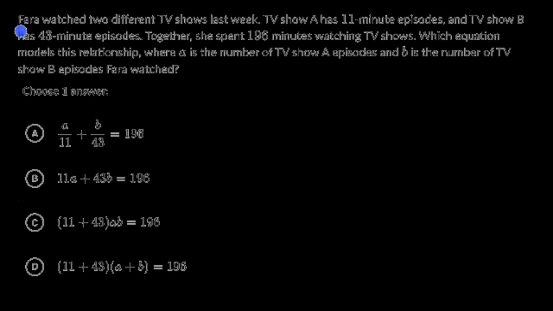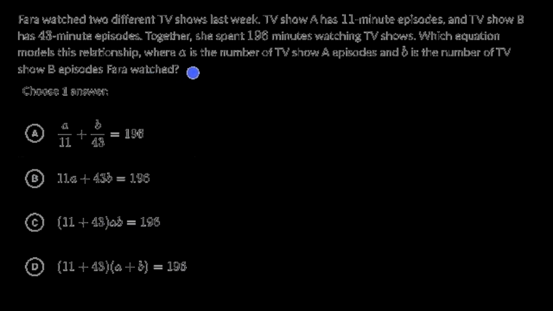We're told Farah watched 2 different TV shows last week. TV show A has 11-minute episodes, and TV show B has 43-minute episodes. Together, she spent 196 minutes watching TV shows. Which equation models this relationship, where lowercase a is the number of TV show A episodes and lowercase b is the number of TV show B episodes Farah watched? So pause this video and have a go at it on your own before we work through this together.